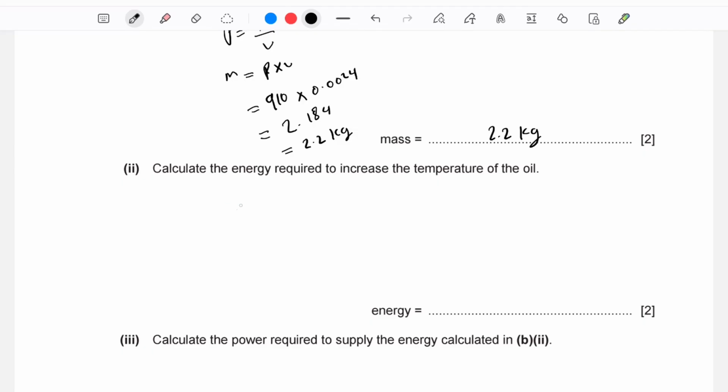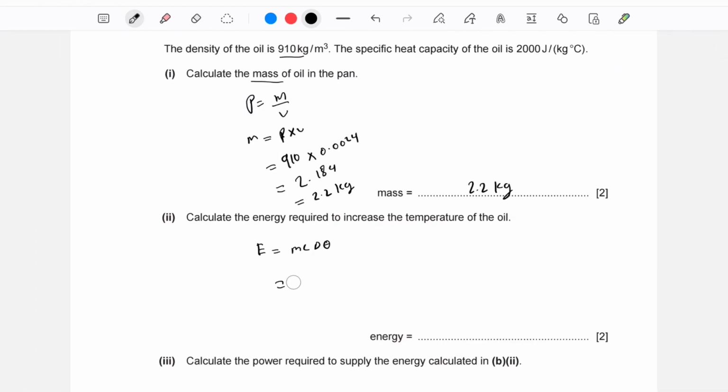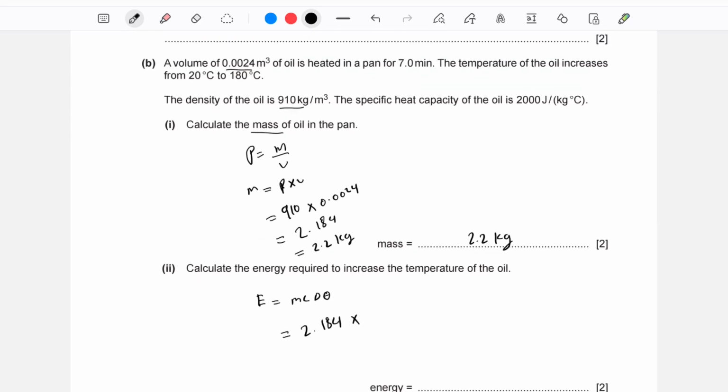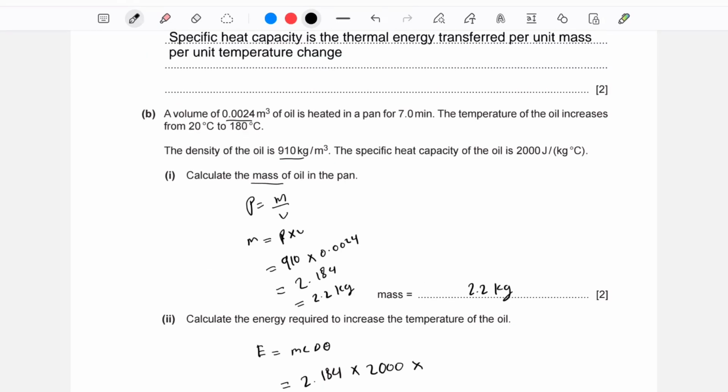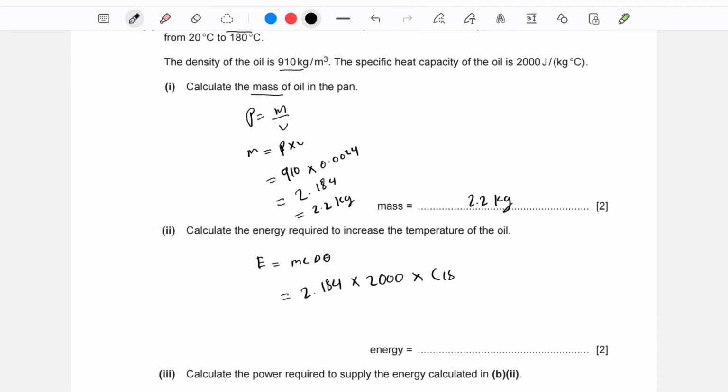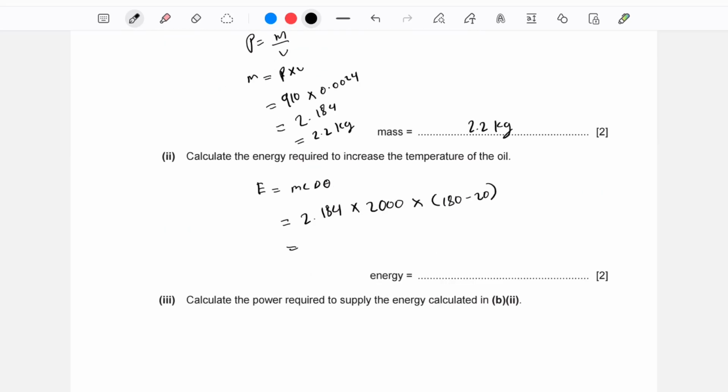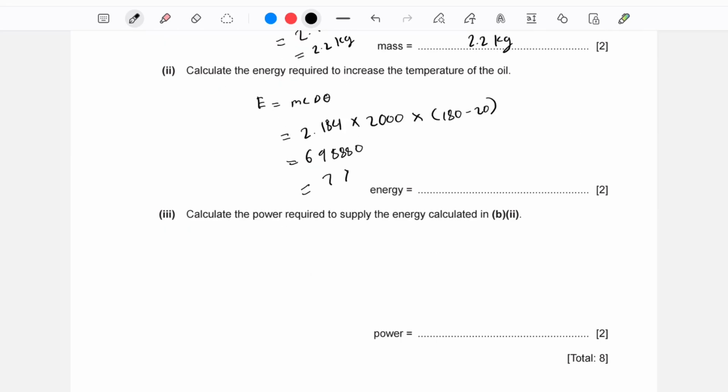So we can use this equation. E is equal to mc delta theta, the change in temperature. We know the mass, that's 2.184, and the specific heat capacity is 2000, and the temperature change is 180 minus 20, and that would give us the energy, and that's 7 times 10 to the power 5 joules.